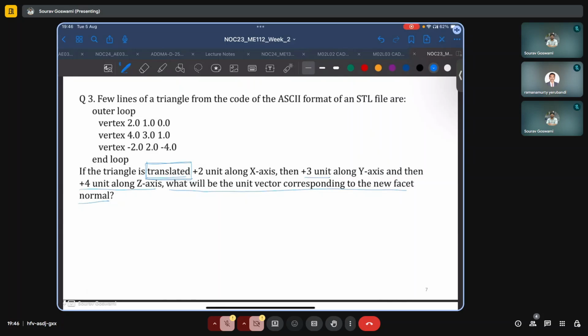And what we know is that pure translation does not change the unit normal, and so we need not find it afresh. The unit normal is something we have already calculated in one of the previous questions.